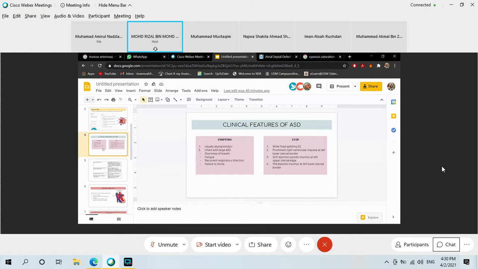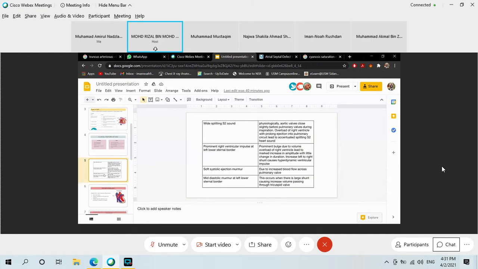So dia lambat. Delay closure of the pulmonary valve is not because of the fluid overload. It's nothing to do with fluid overload. Go to the next slide. Kat sini nak tengok apa dia tulis. Next slide. Wide splitting second heart sound.